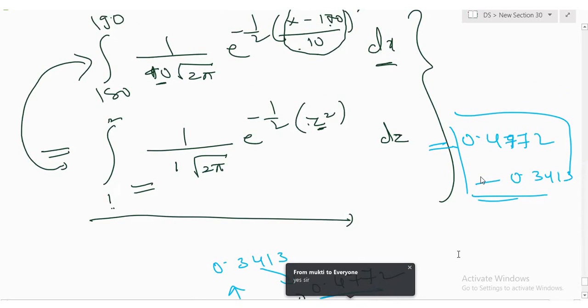Without teaching that integration part, if I teach directly, you may not understand. Hope this is clear to everyone. Okay?